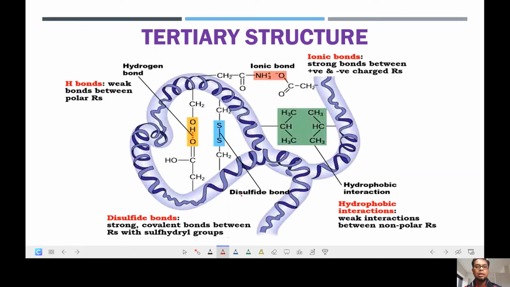Over here, we can see the disulfide bond, which is created between the two sulfhydryl groups. And over here, we can see the ionic bond, which are strong bonds created between the positive and the negative charge side chains. Over here, we can see the hydrogen bonds, which are actually weak bonds between the polar side chains. And over here, we can see the hydrophobic interaction, which is actually a weak type of interaction between the non-polar side chains.